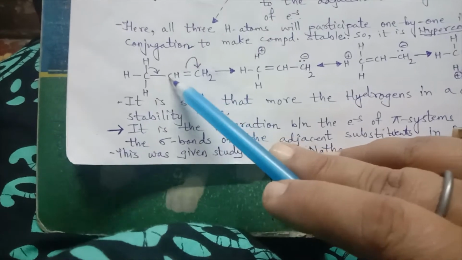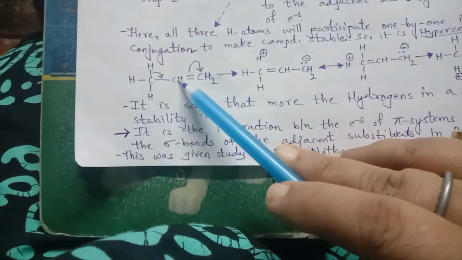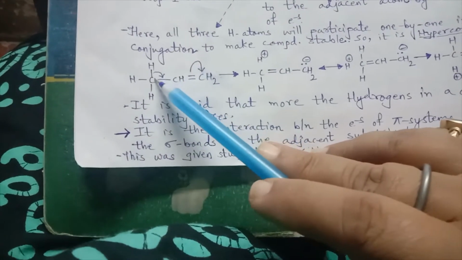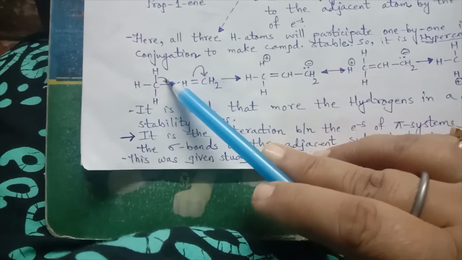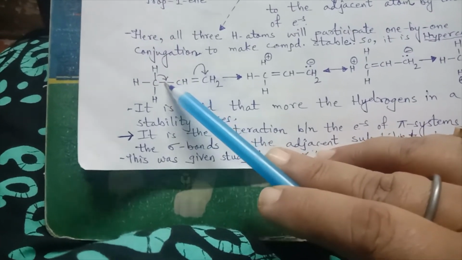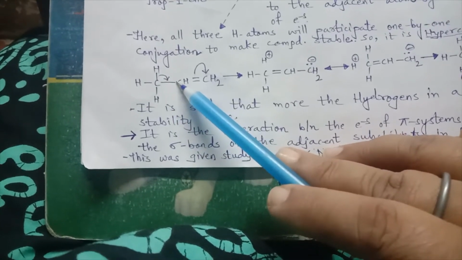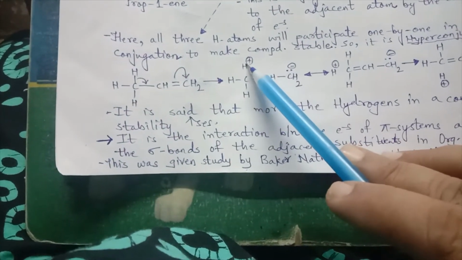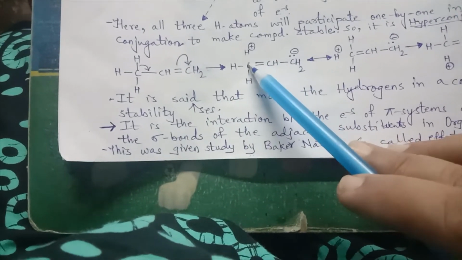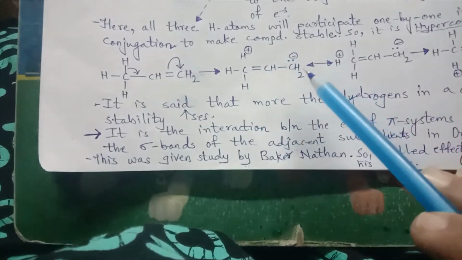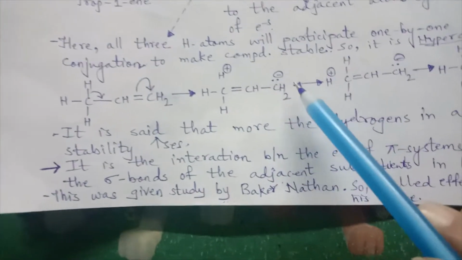So 1, 2 and 3. But actually carbon should satisfy 4 valency. So these hydrogen will share a complete electron pair over here. So here a double bond will take place. Now this hydrogen will acquire a positive charge, and here no bond is present, so it is conjugation, and this will acquire a negative charge.